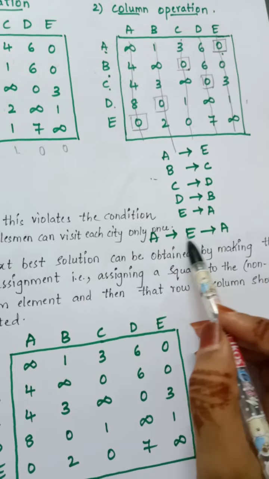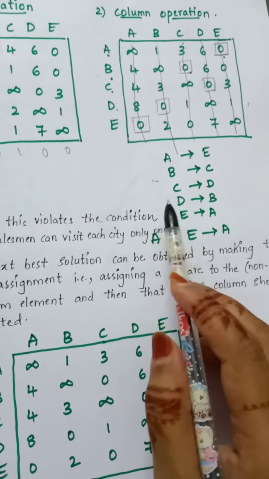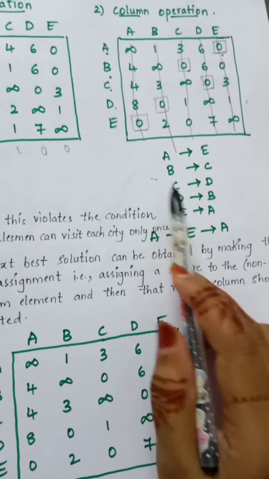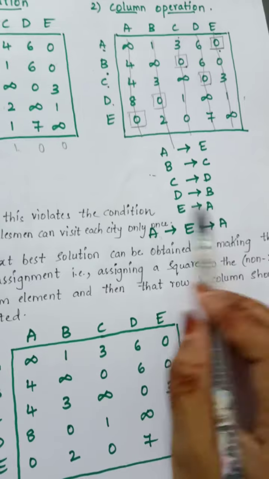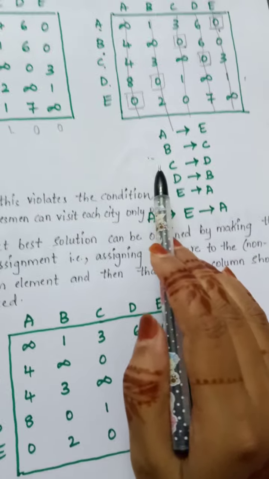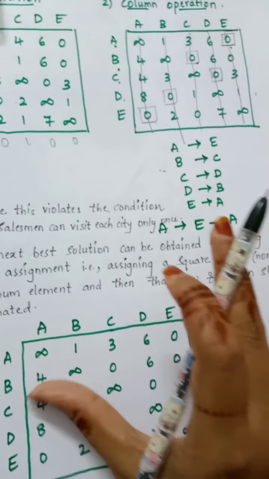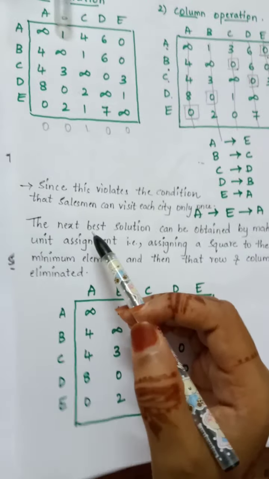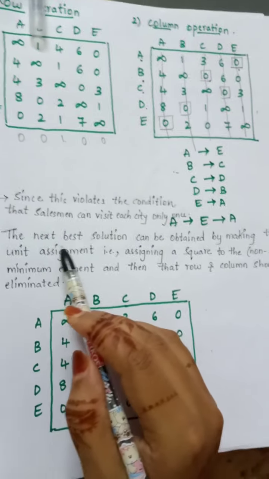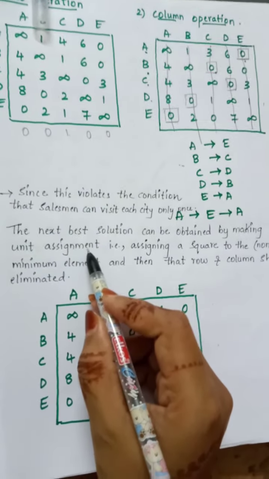Since this sequence has violated the condition, the salesman has to travel starting from his home city, visit each and every city and then return to the home city. But in this sequence, the salesman has not traveled to the remaining cities and returned twice to the home city. So at this situation, the solution can be obtained by the next step. The next best solution can be obtained by making the unit assignment.